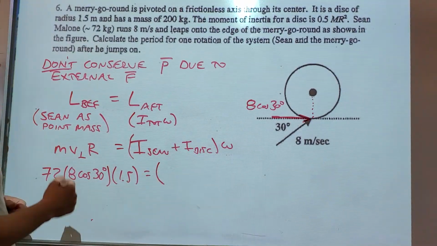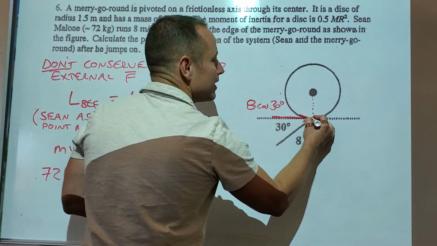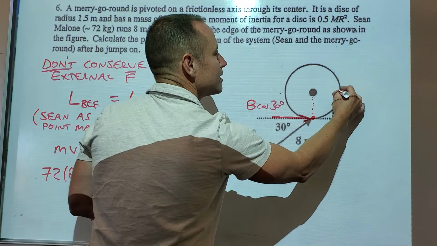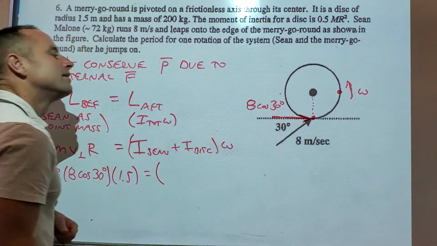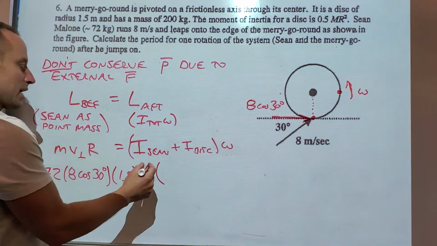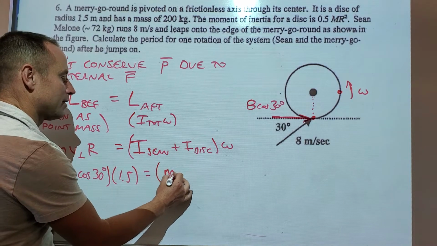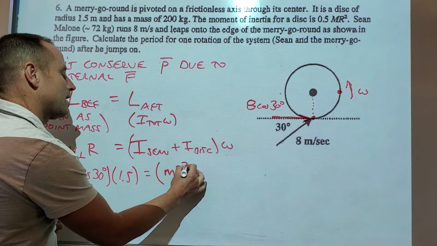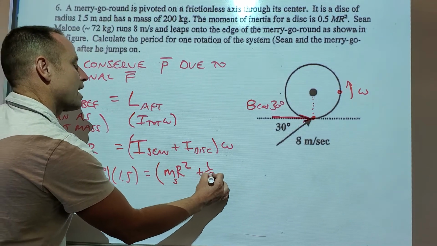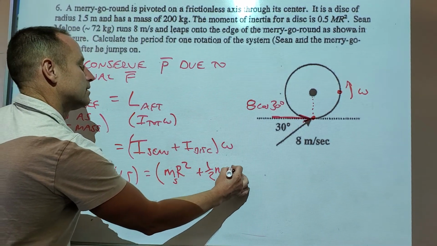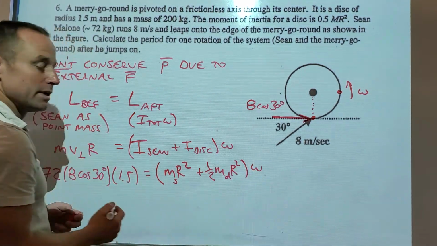The moment of inertia of Sean, he's basically going to be a point mass on the outside of this thing. So he's going to land here and start cruising around after he gets on there. We're going to treat him like a point mass, so that's just mr squared. Maybe I'll show one more line of algebra here: m Sean r squared. And then the moment of inertia of the disk is 1/2 m disk r squared, times the omega, which we don't know yet.